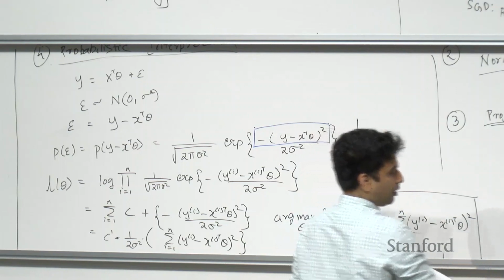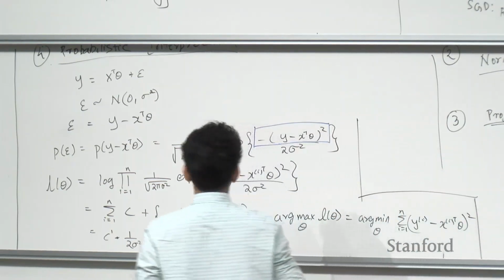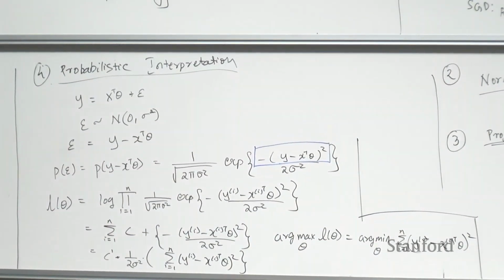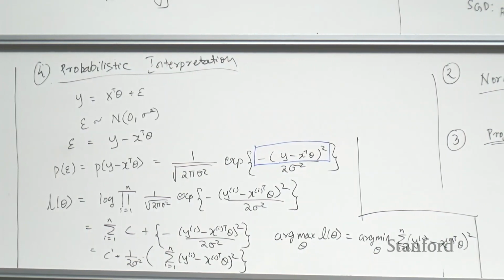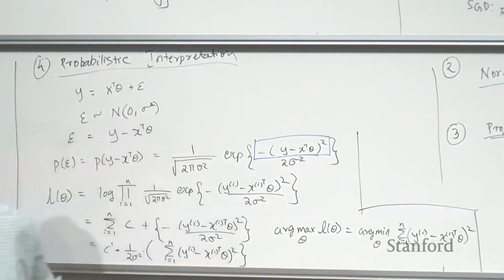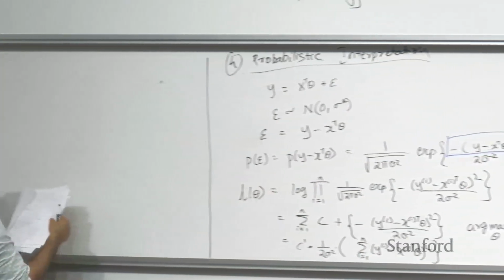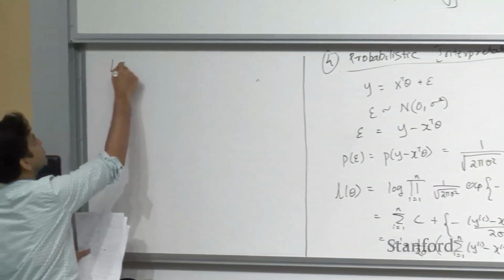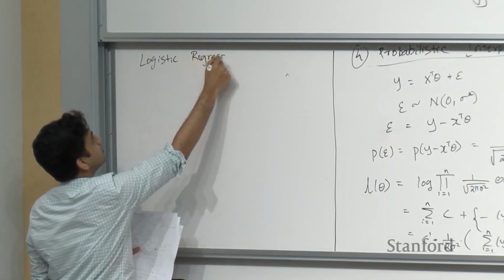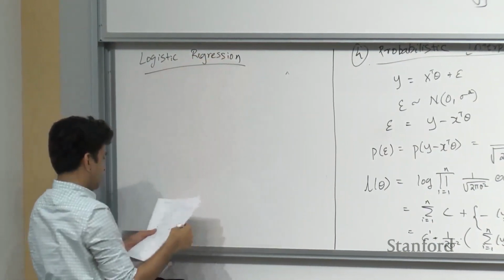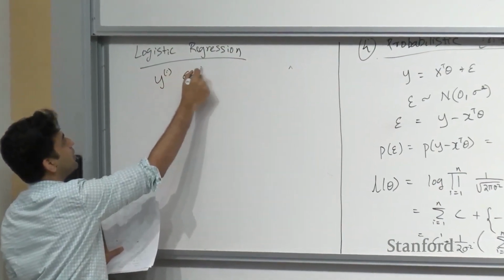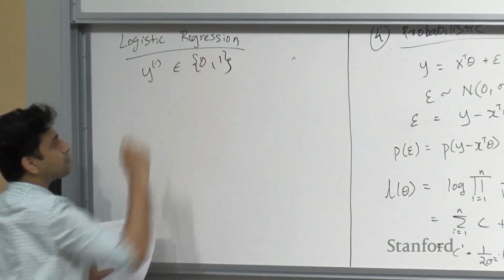And then after covering linear regression, we moved on to the first classification algorithm, the binary classification algorithm, which was logistic regression. So in logistic regression, we are given yi is now either 0 or 1, right?